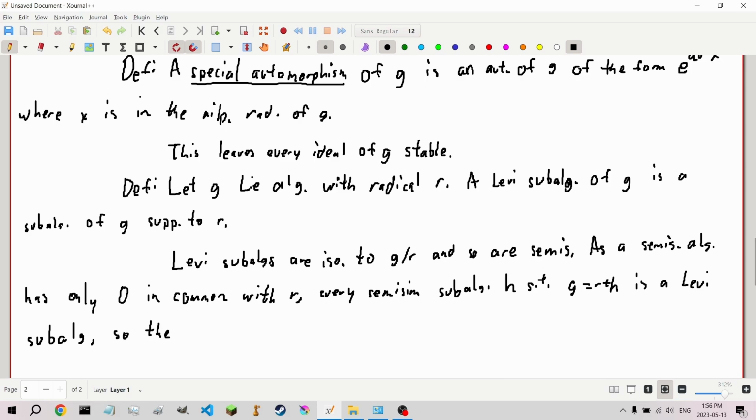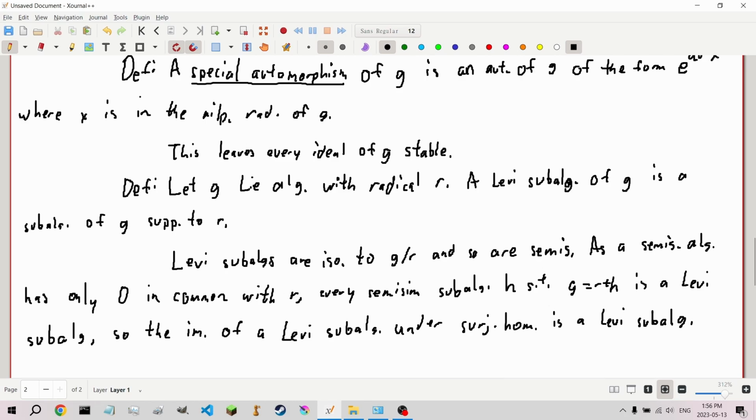So the image of a Levi subalgebra under a surjective homomorphism is a Levi subalgebra. And that brings us to the theorem in question.